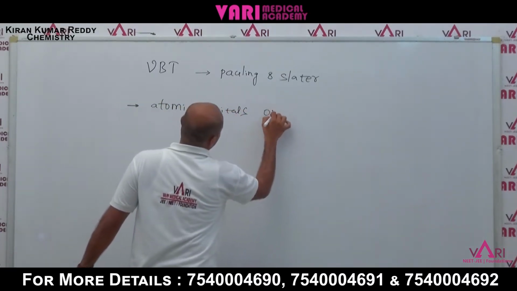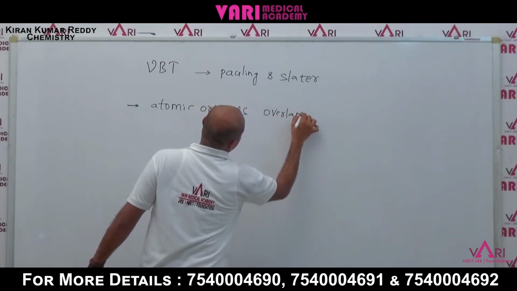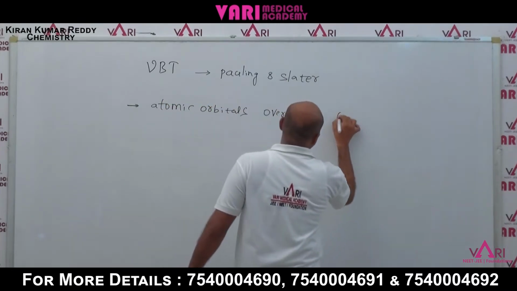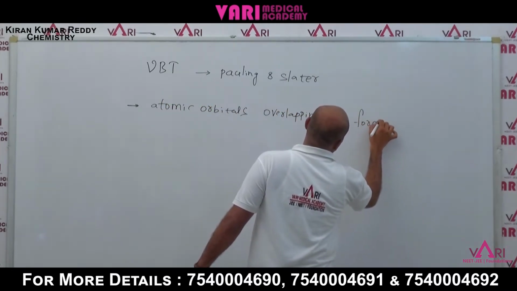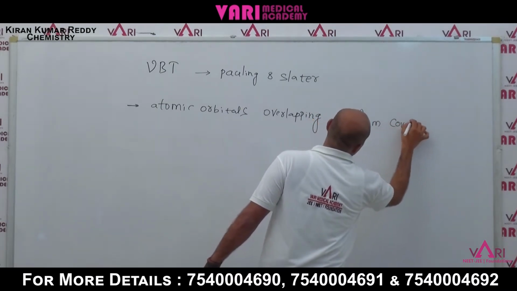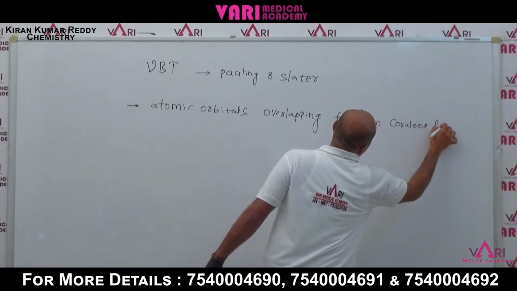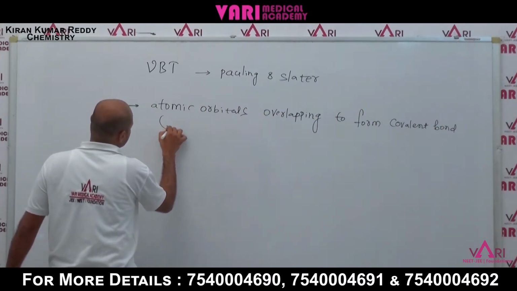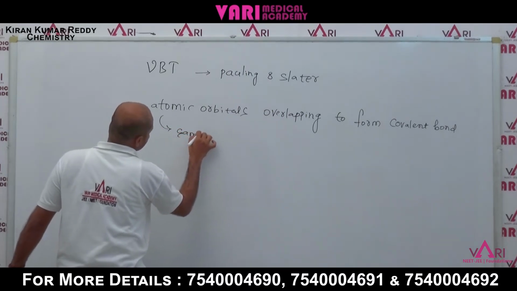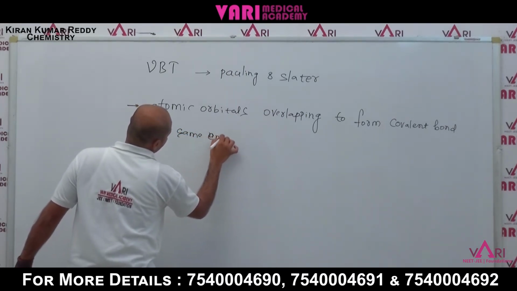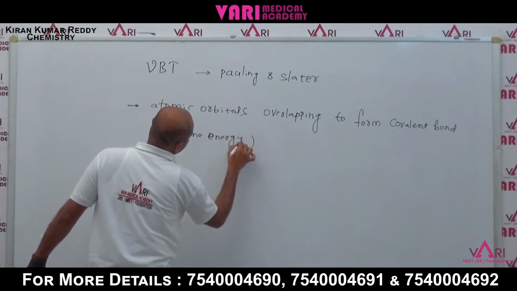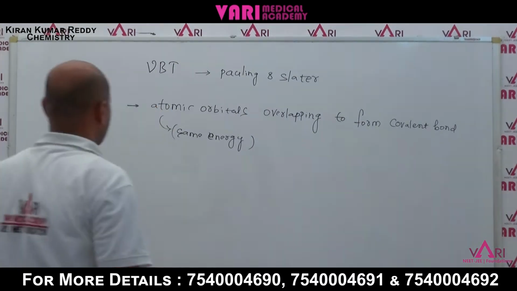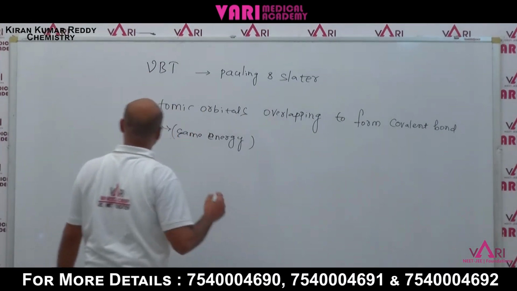Atomic orbitals overlapping to form a covalent bond. And which type of atomic orbitals? They have to be of the same energy. Those atomic orbitals overlap to form a covalent bond. The first point is atomic orbitals overlapping to form a covalent bond.